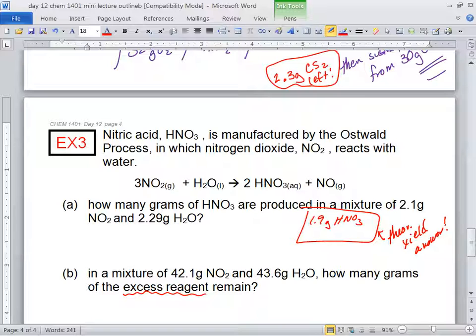Did you see how we got the final answer for part A? And then you had to do this again for the other guy. 2.29 grams of water, and pick your smallest answer.